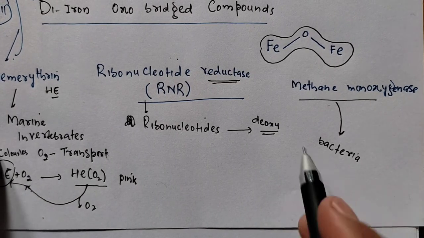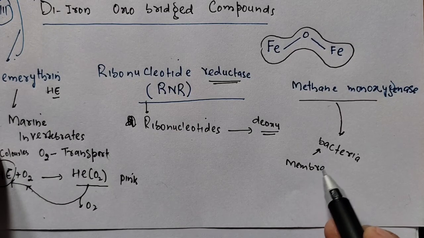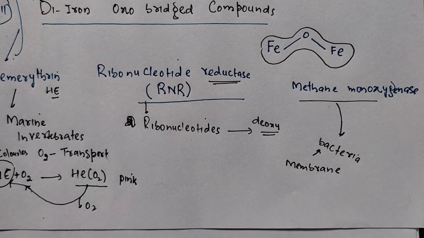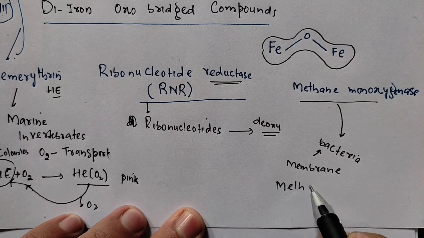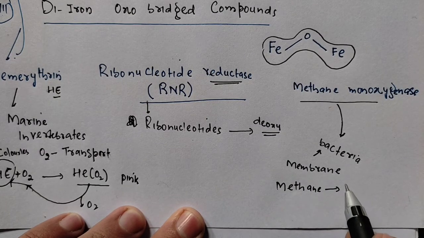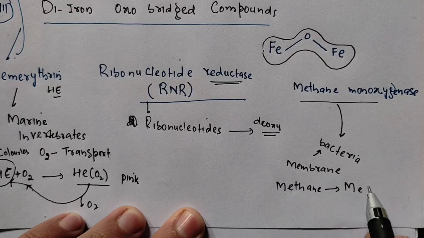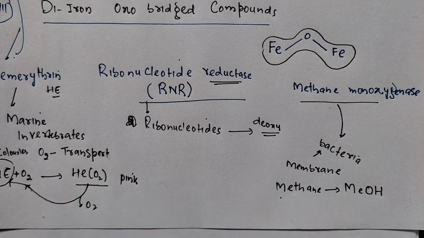This enzyme is present in the membrane of these bacteria. So they basically convert methane into methanol. This is your short form of methanol, MeOH. So this methane monooxygenase converts methane to methanol. That is, it's doing the oxidation basically. Okay? It's present in the bacteria, methanogenic bacteria.